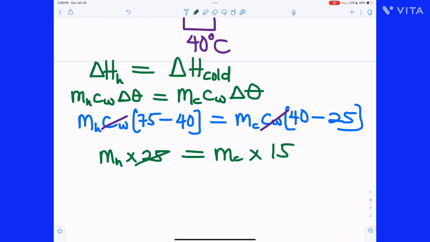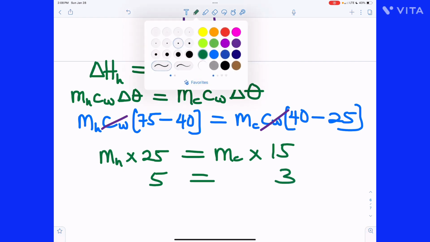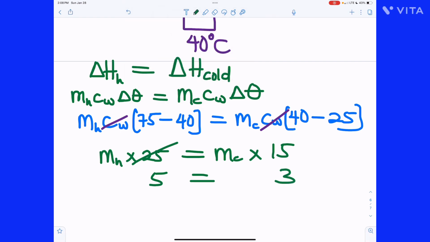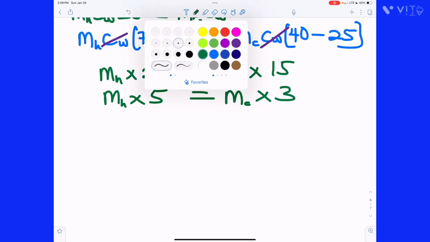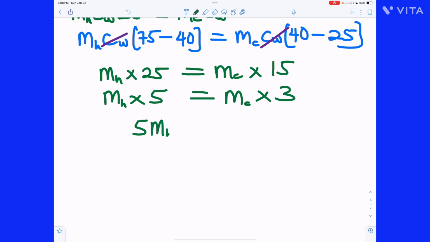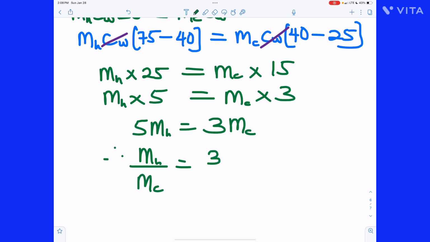Divide by 5 here, and here. You understand what I'm doing? 5 in 25, 5. 5 in 15, 3. I'm not supposed to cancel my steps, so it's a good habit to always do it in your mind. We are looking for the ratio. So this gives you 5 times mass of hot water is 3 times mass of cold water. That means mass of hot water over mass of cold water mixed will be 3 over 5.